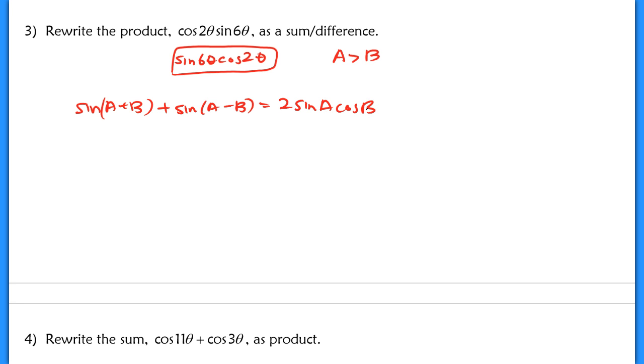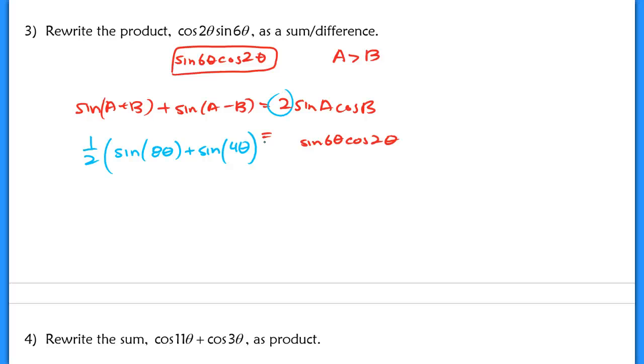So then from here, after you establish which formula it is, again, it's really easy because you know your A and B values. So we've got sine of 6 theta as my A value and 2 theta as my B value. Get rid of that 2 here, bring it over to the other side, and let's call that 1/2 times the sine of 6 theta plus 2 theta, which gives me 8 theta, plus the sine of 6 theta minus 2 theta, which gives me 4 theta. Okay, so that's kind of boring actually, I think, because those are pretty easy.